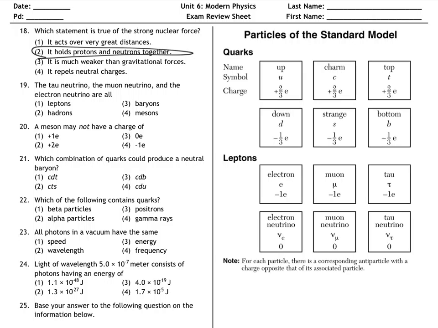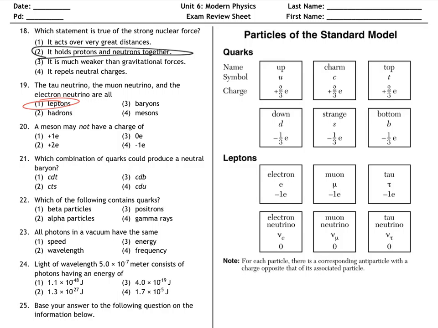For number 19, which asks me about the tau neutrino, the muon neutrino, and the electron neutrino, I found them all here: electron neutrino, muon, and tau. They all have a charge of 0, and they're all considered leptons, so I don't see any reason to choose anything but choice 1. For number 20, they're asking about charges that mesons may or may not have.